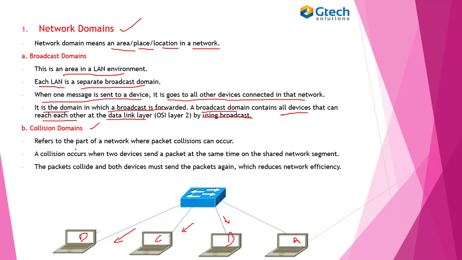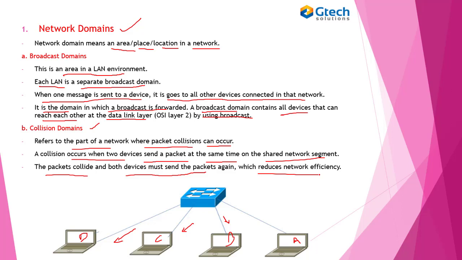A collision domain refers to a part of a network where packet collisions occur. Do you understand this? Collision. It's like an accident. Two things collide. Okay? So a collision domain occurs when two or more devices send a packet at the same time on the shared network segment. The packets collide and both devices are required to resend them again. That really wastes bandwidth and reduces network efficiency.